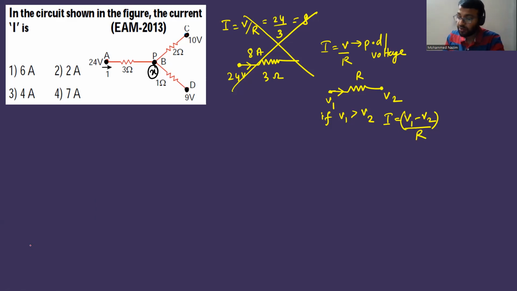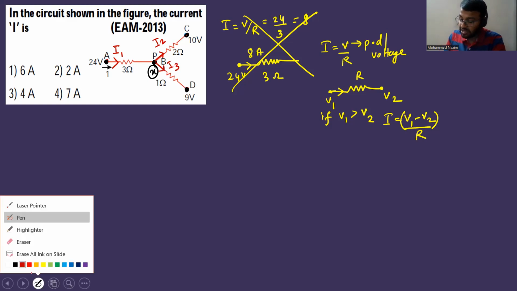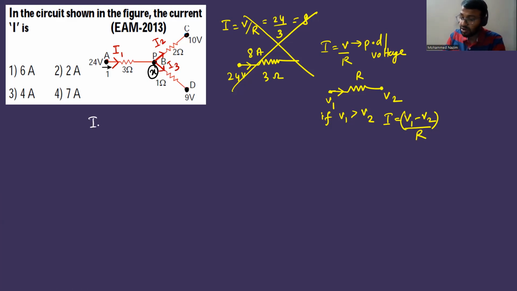Now what will happen? The current will start flowing from high potential to low potential. You can assume the current in any direction. Let me assume that since 24 volt is higher than 10 volt and 9 volt, the current is going to start from 24 volt. Let us assume I1, and this current I1 is going to divide in this branch as I2 and then I3. Here I can easily write I1 is equal to I2 plus I3.